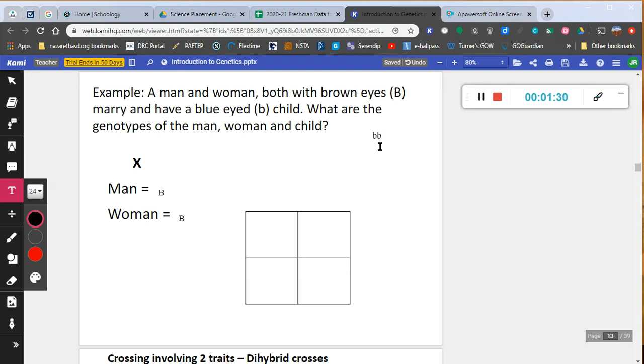Well, how does the child end up with 2 recessive alleles? Remember, for every gene that you have, you received 1 allele for that gene from mom and 1 allele for that gene from dad. So in order for a child to have 2 recessive alleles, the only plausible explanation is that both mom and dad carry a copy of that recessive allele. So let's go ahead and give mom and dad a recessive copy of that allele.